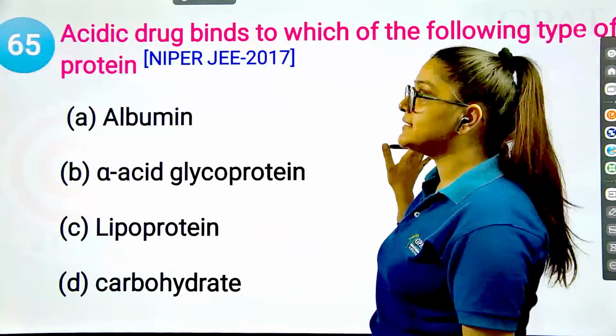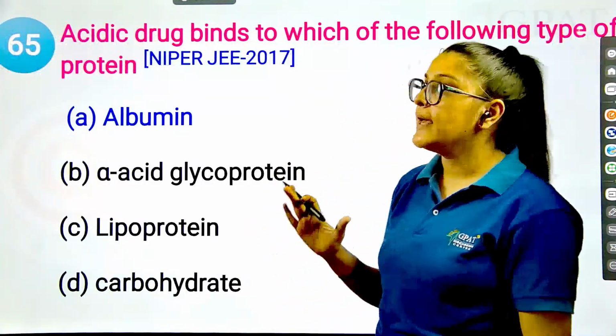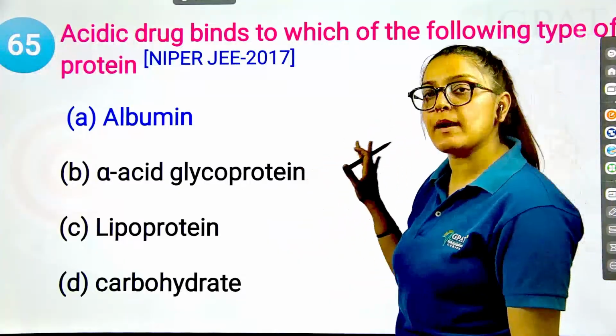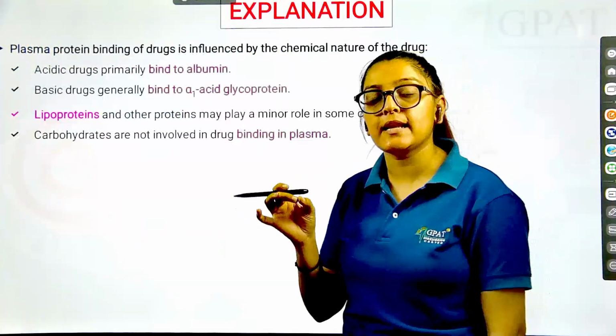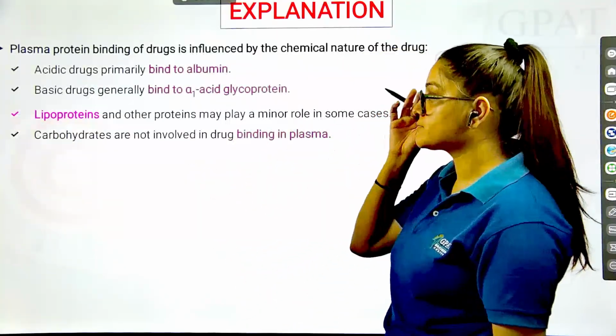So the acidic drug basically binds to the albumin. Most of the drugs bind to albumin only. Basic drugs bind to the alpha-1 acid glycoprotein. Note it down. Okay. Next.